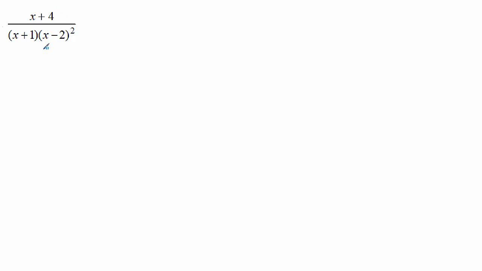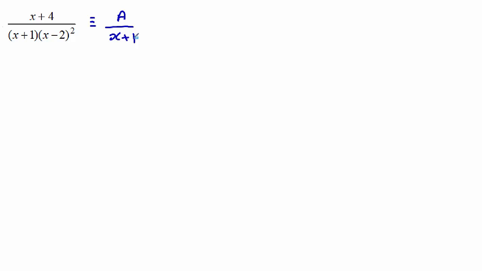This is a partial fraction with the repeated factor in the denominator. So we have x plus 1, which is a linear factor, and the x minus 2. Well, x minus 2 is linear, but it's a repeated linear factor. So what we would do is have A over x plus 1. That's how we deal with the linear factor.